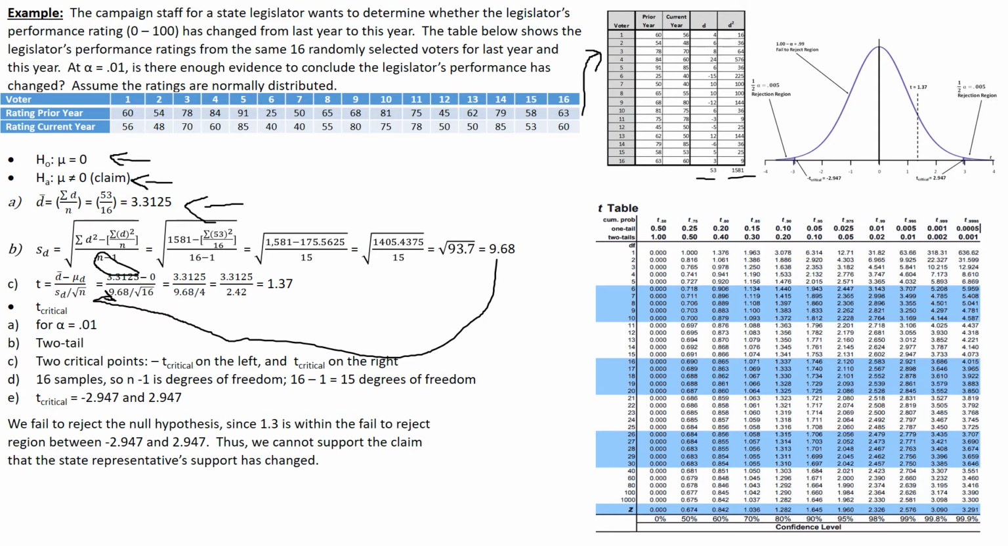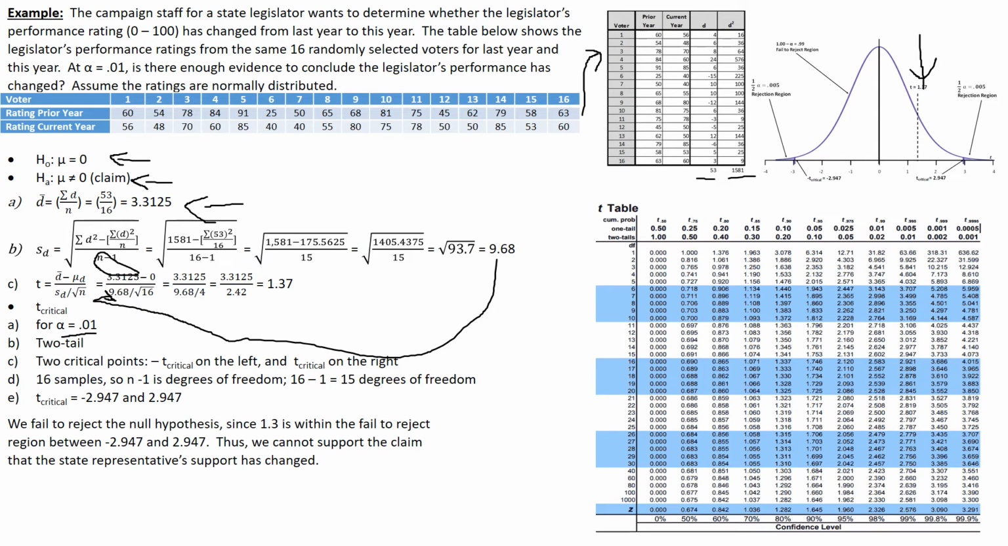3.3125 divided by 9.68 divided by the square root of the number of samples, which is 16. Square root of 16 is 4. So it's 3.3125 divided by 9.68 divided by 4, which is 2.42. 3.3125 divided by 2.42 is 1.37. And that is what I got here, 1.37. And it wants to know alpha 0.01, two-tailed.